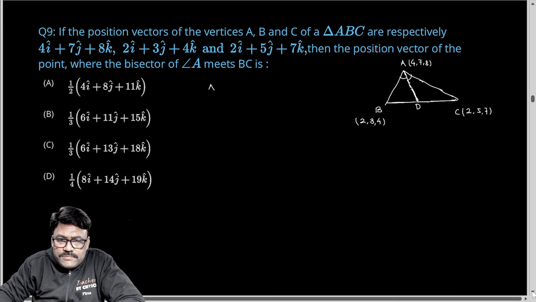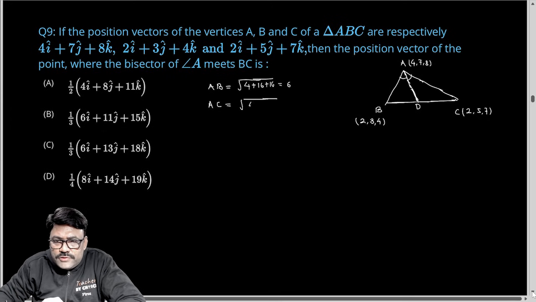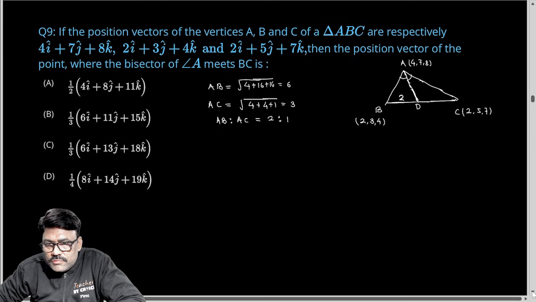So let's find AB here using distance formula. So AB will be what? Under root 4 minus 2, which is 4, 7 minus 3, which is 16, 8 minus 4, which is 16. So it is 6. This AB is 6. Now let's find AC. Distance formula again. 4 minus 2, which is 4, 7 minus 5, which is 4, 8 minus 7, which is 1. So it is 3. So AB is 2AC, 6 is to 3, 2 is to 1. So hence BD over DC is also 2 is to 1. BD over DC will be same as AB over AC.